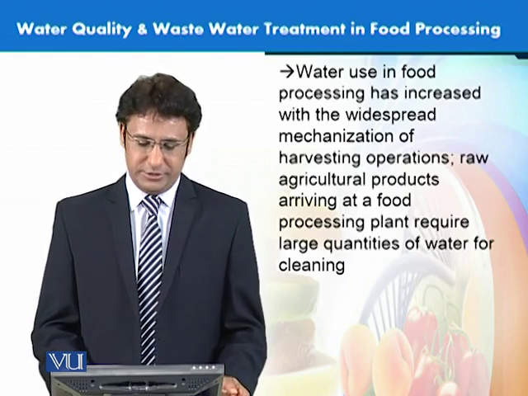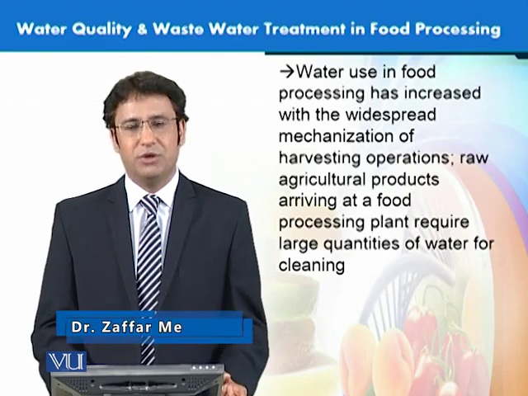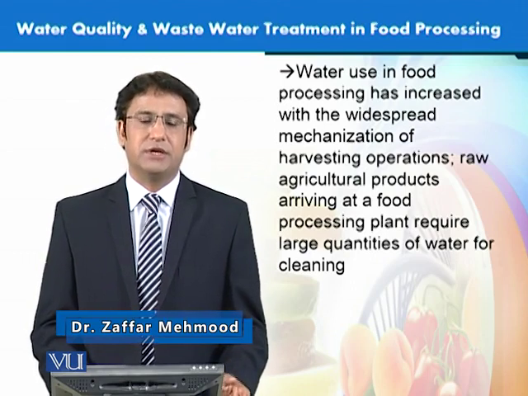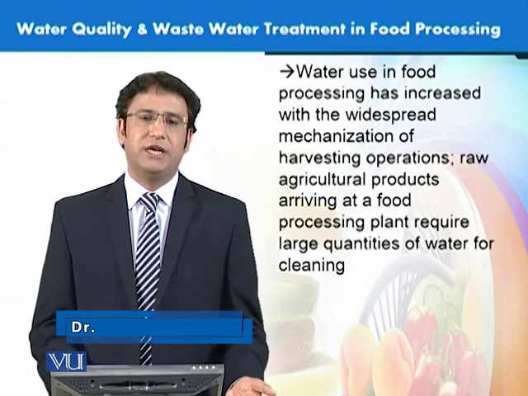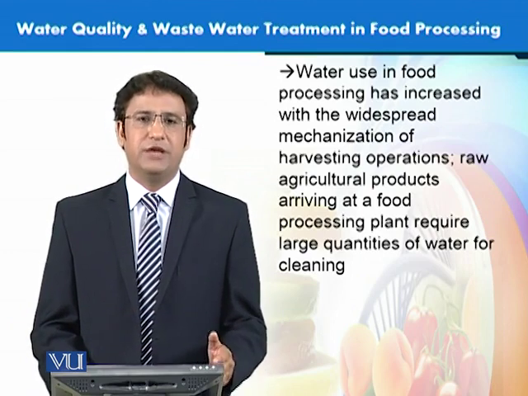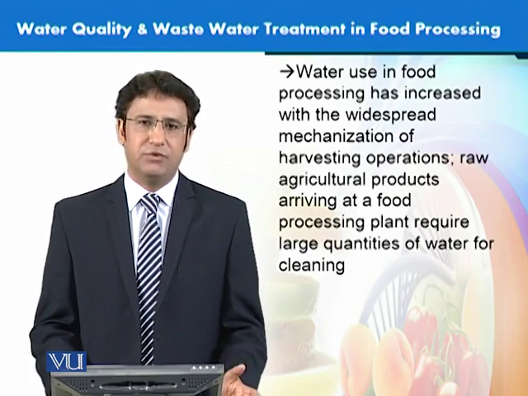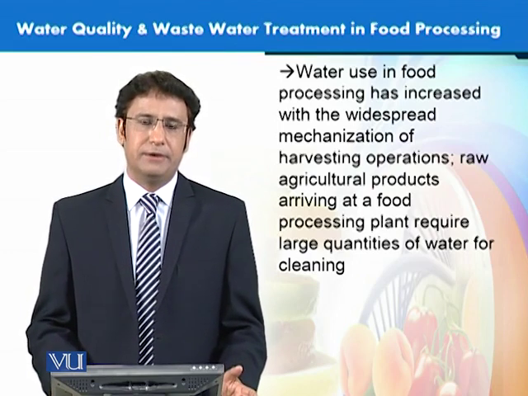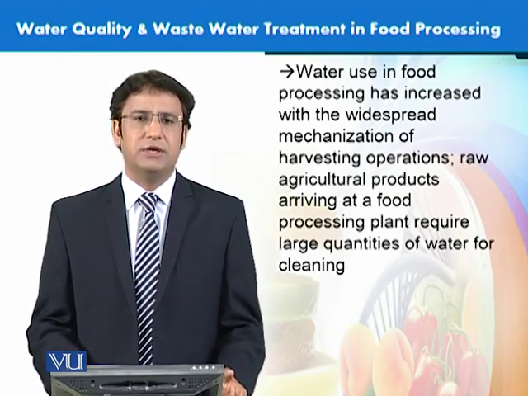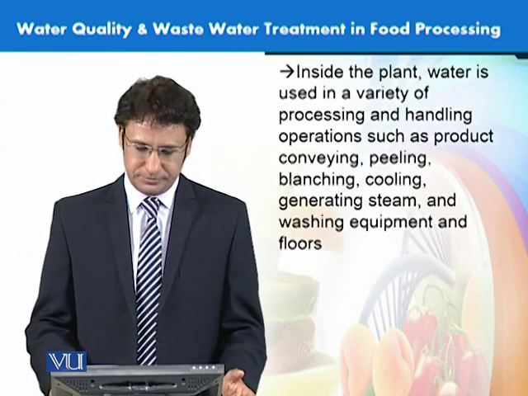Raw agricultural produce that arrives at a food processing plant requires larger quantities of water for cleaning, because if it is coming directly from the field, it might have mud, soil, and other materials. So the water has to be used for cleaning these raw materials coming directly from the field. That is one of the reasons that higher amounts of water are used nowadays in processing plants.